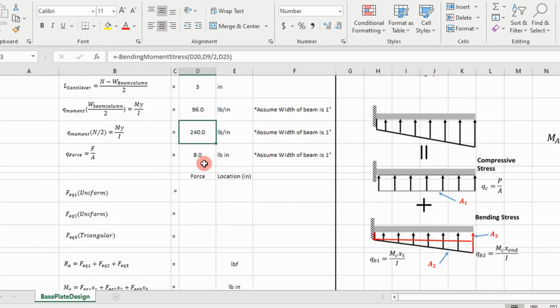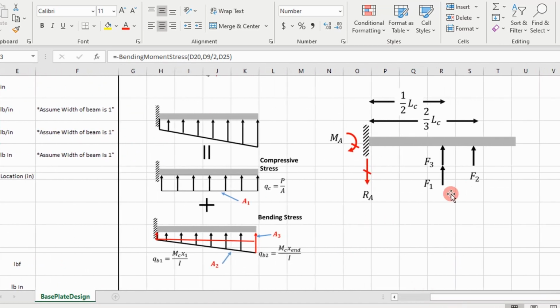So we have our line loads now. Now what we want to do, if we go over here, is convert those to equivalent forces so that we can calculate our worst case reaction loads at the base plate, because this is going to be where our worst case bending moment is, and also our worst case shear.